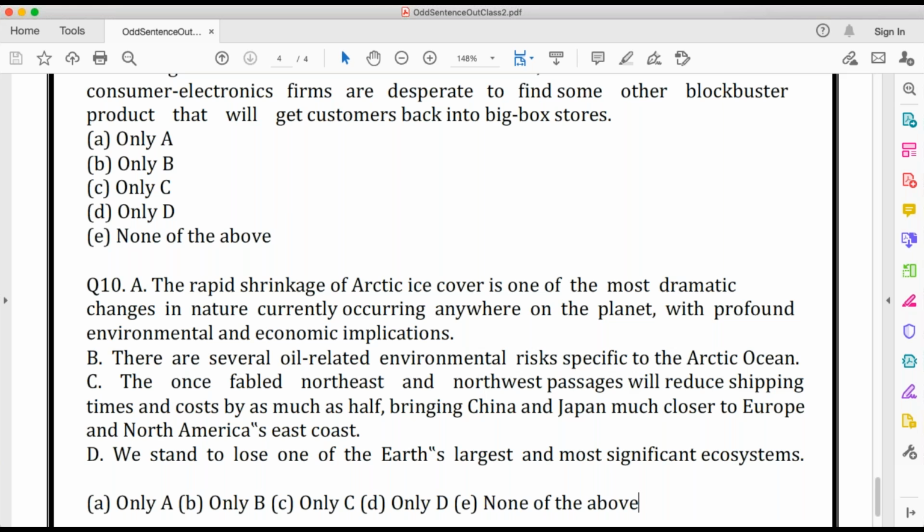There is no class at 10 p.m. today, but there will be a 10 p.m. class tomorrow, day after, and on Wednesday. This GK will be tomorrow, Khushi. This GK tomorrow, this sentence correction on Tuesday, and then odd sentence out on Wednesday. Tomorrow will be a GK session.